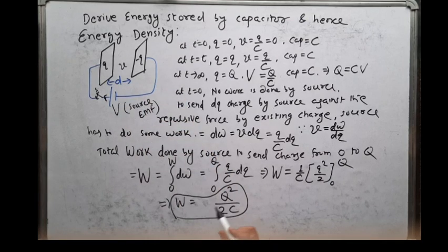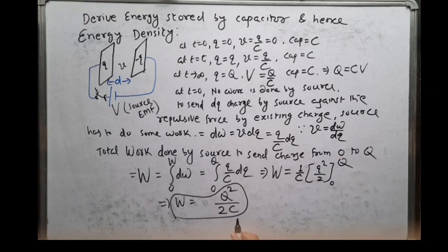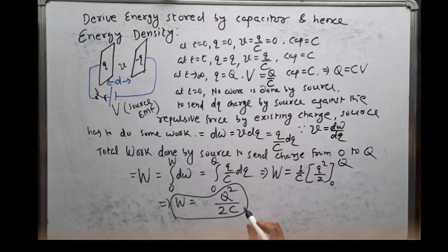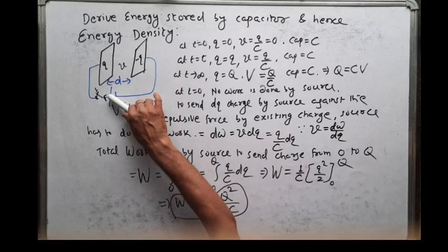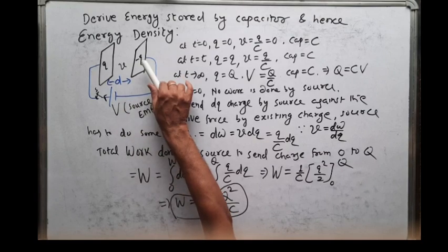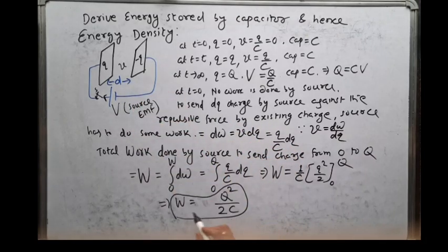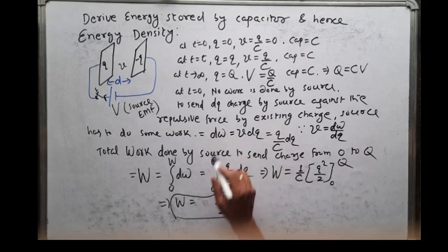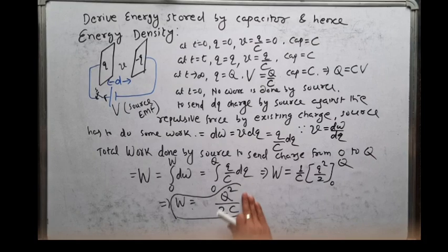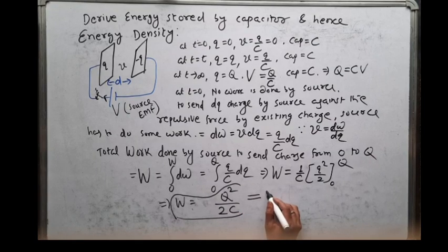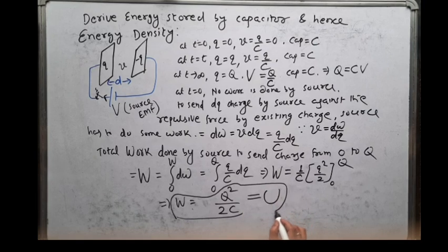Every time I have told you, if anybody is doing work against any force, that amount of work done will be stored in the form of potential energy. Here the battery is sending the charge with constant speed, so kinetic energy is not changing. Only the potential energy will change. So the total work done by the source against the repulsive force is Q square by 2C, and this will be equal to the potential energy stored in the capacitor.